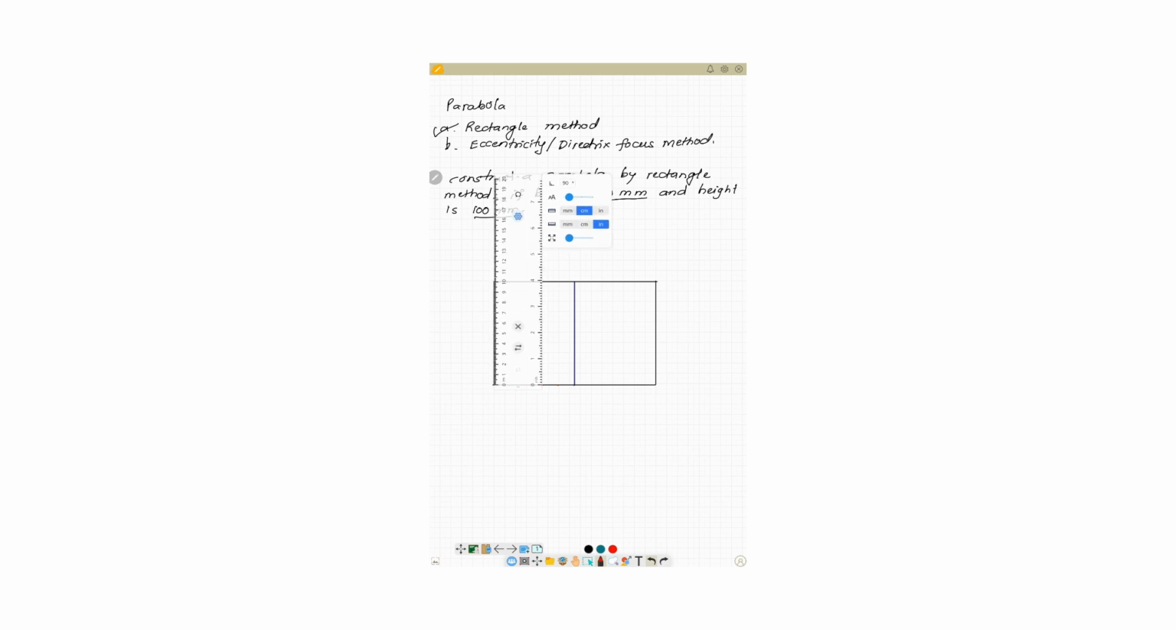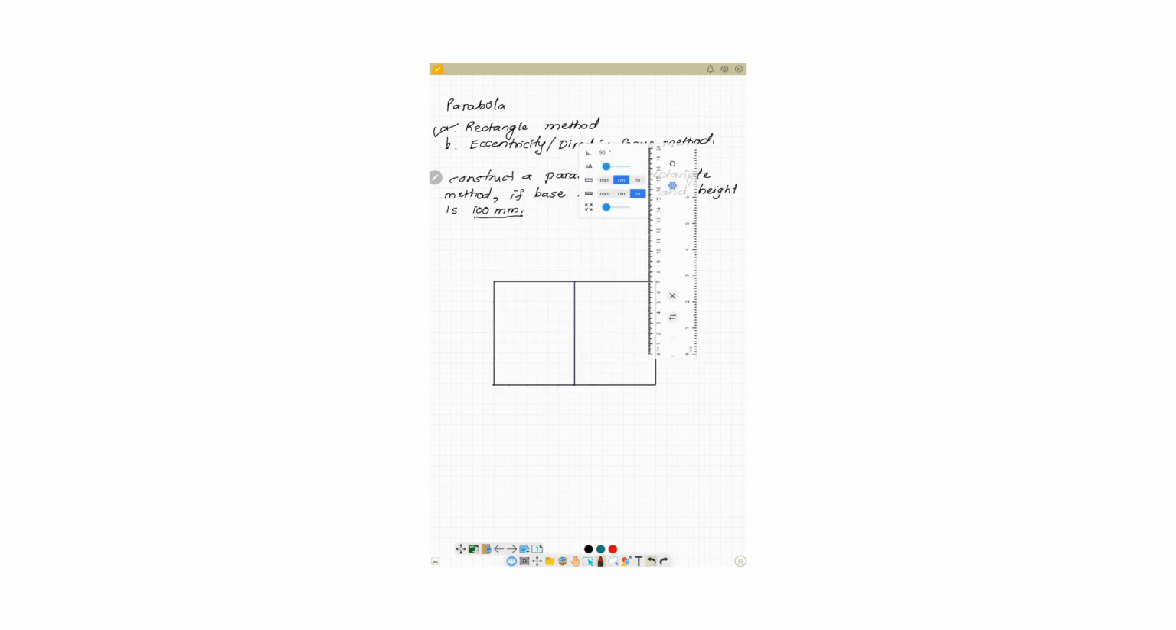So I'll just adjust my scale here and I will locate the points. This is the first point, this is the second point, this is the third point, this is the fourth point. So I have 4 points on each side of this rectangle having dimension of 75 by 100.